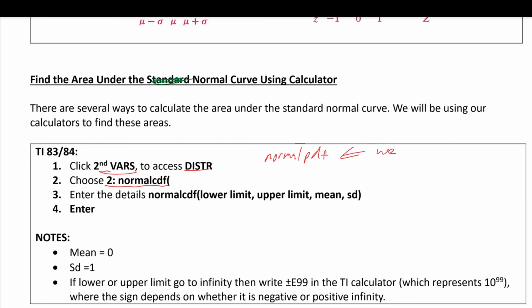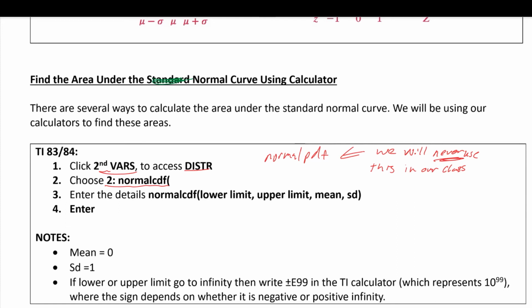We will never use this in our class. Why is it in our calculator? Well, because it's used to draw graphs. So we will never use the normal PDF. We're always going to use normal CDF.